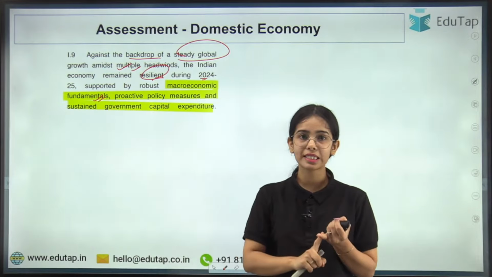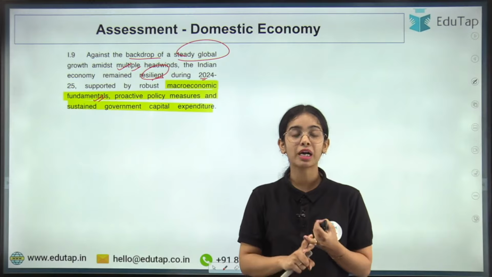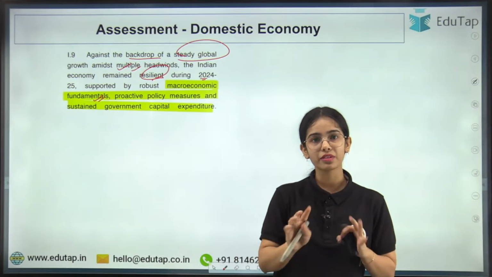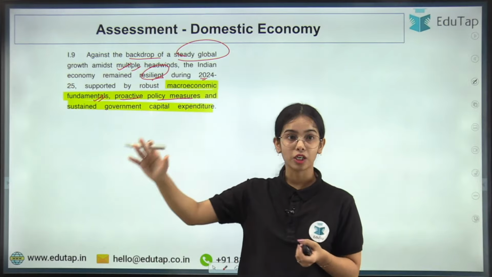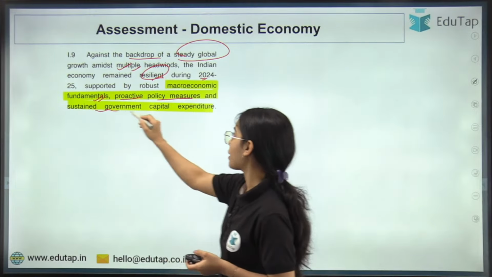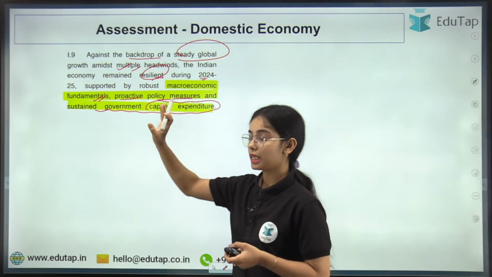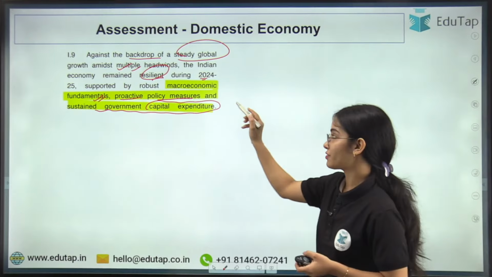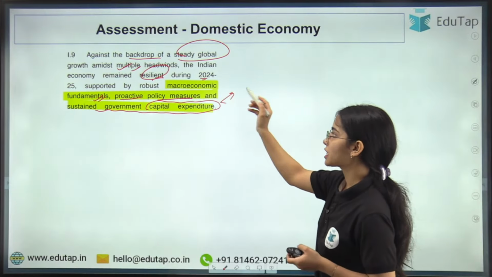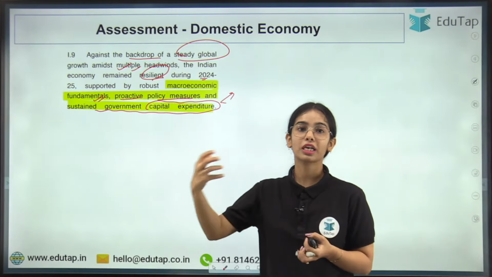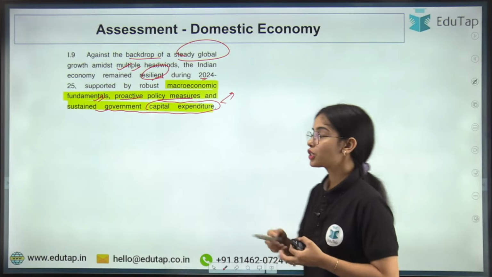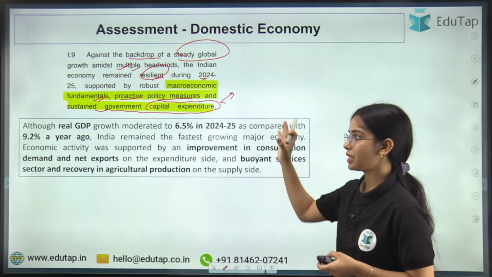We have good savings in our country, we have good consumption demand in our country, we have good investment levels in our country. So proactive policy measures were taken by the government, along with sustained government capital expenditure. So the government is doing the capital expenditure that is very much required for the country. Capital expenditure means expenditure on assets, on roads, on infrastructure for the country. Okay. So the government is doing sustained capital expenditure.